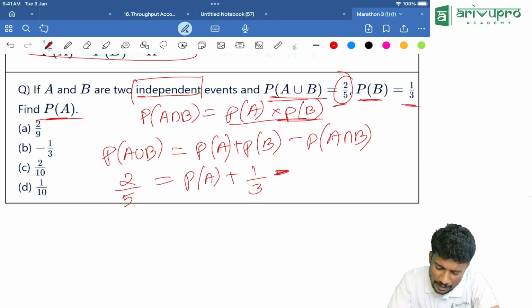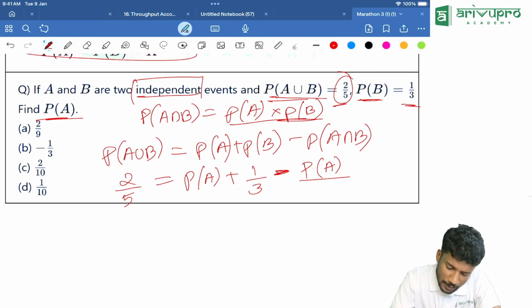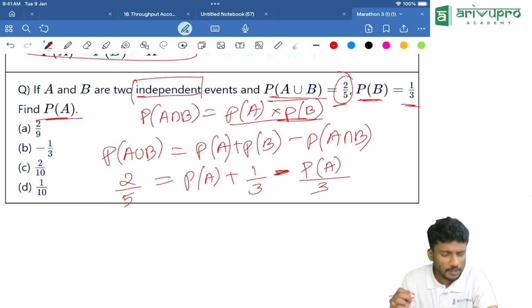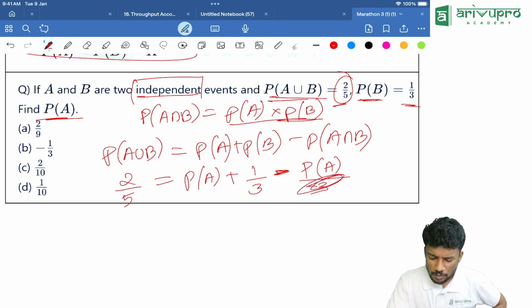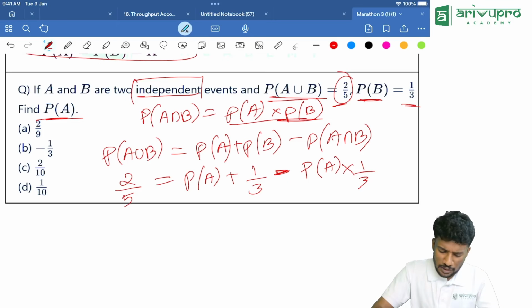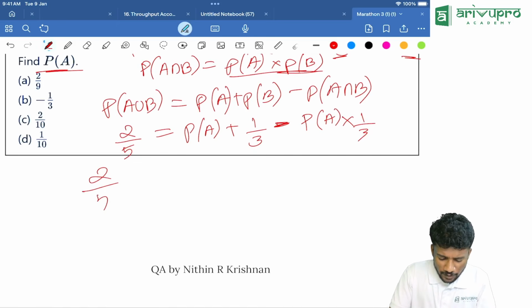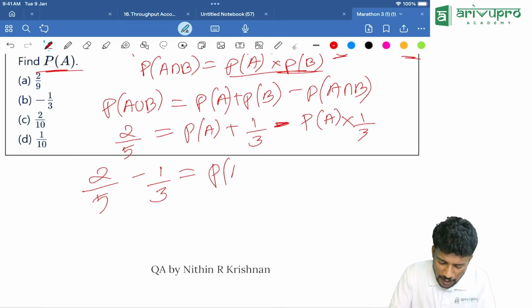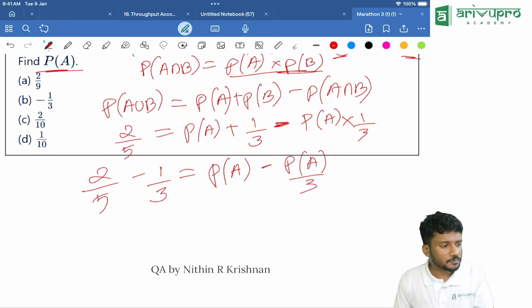So can I write it as minus P of A into P of B, where P of B is 1 by 3? So I can write P of A into 1 by 3, that is also fine, for more clarity. Now I am writing 2 by 5 minus 1 by 3 is equal to P of A minus P of A by 3. Am I correct?